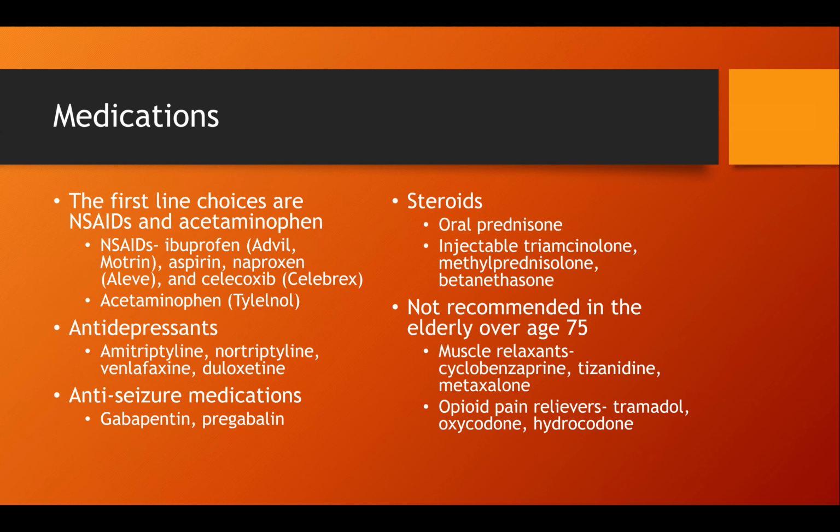Acetaminophen or Tylenol, the other first line treatment, is primarily for pain. It is the preferred drug for people on the direct oral anticoagulants and people with a history of heart disease or a history of stroke or heart attack. You do want to use caution if the liver is impaired, because it can affect the liver.